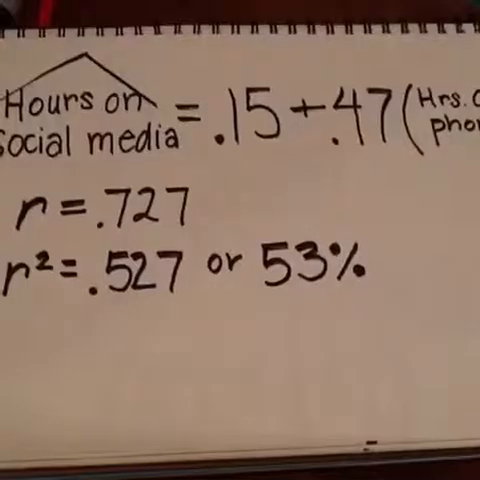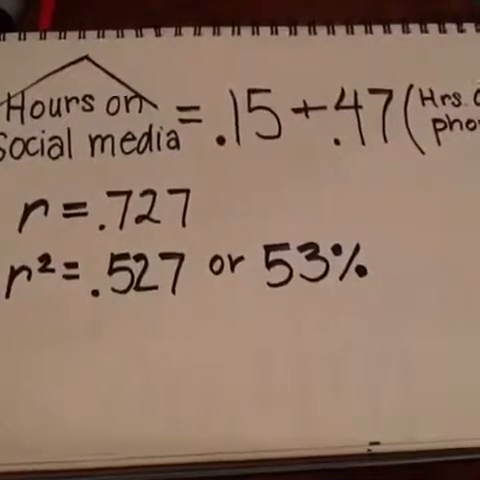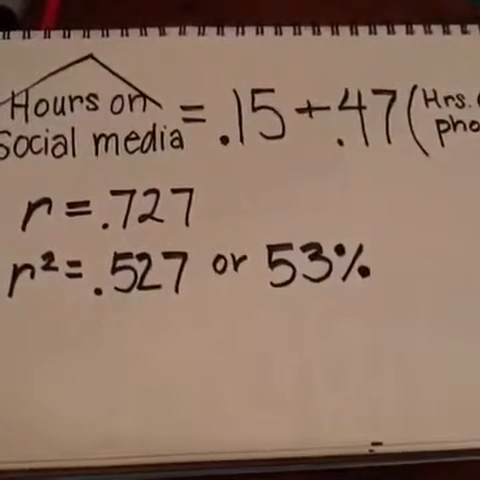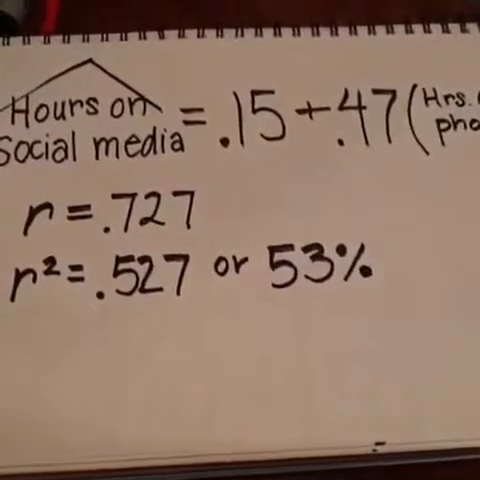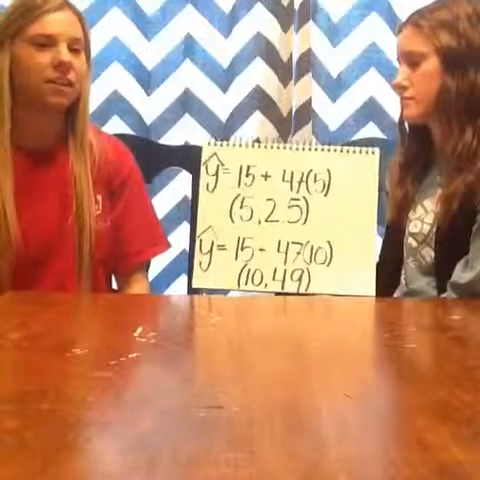This is our linear regression model equation. Estimated hours on social media equals 0.15 plus 0.47 times hours on phone. Found our line of best fit.